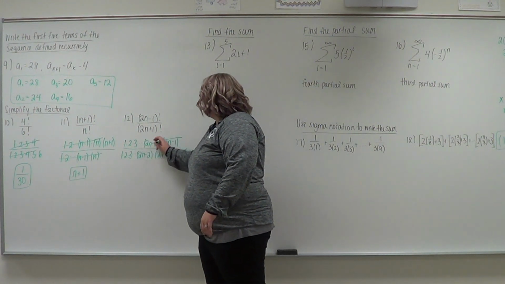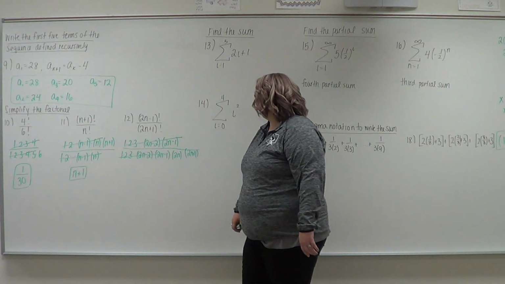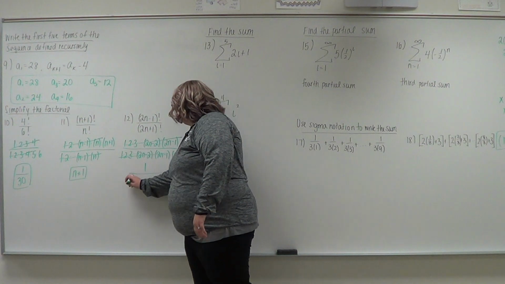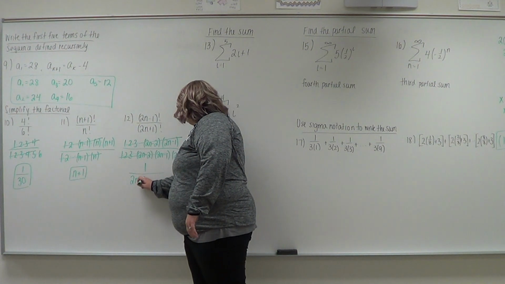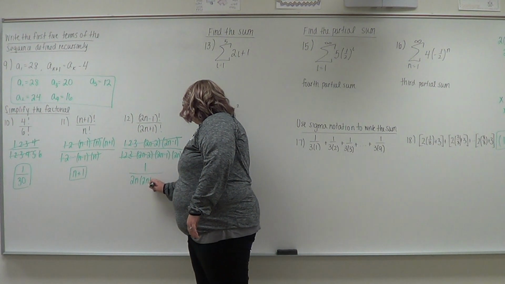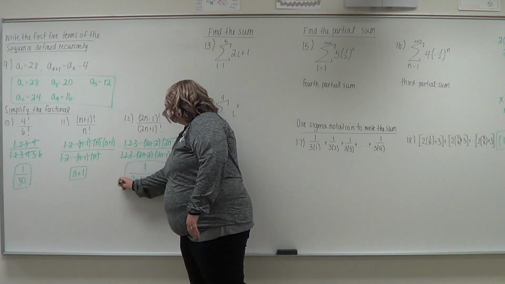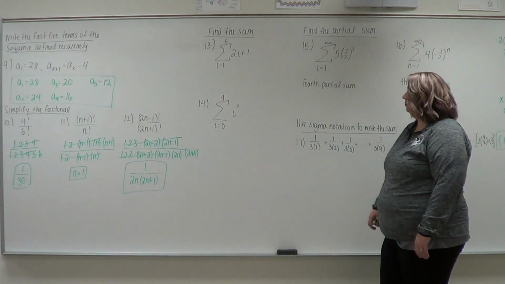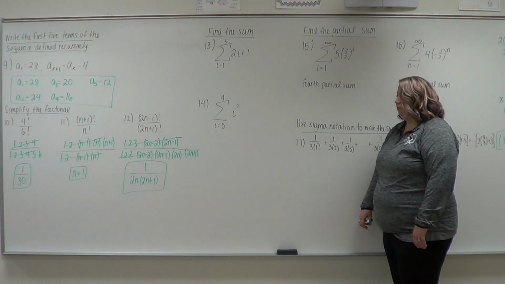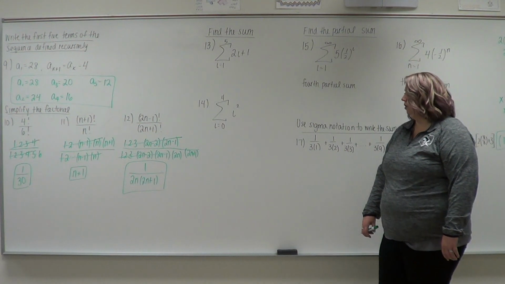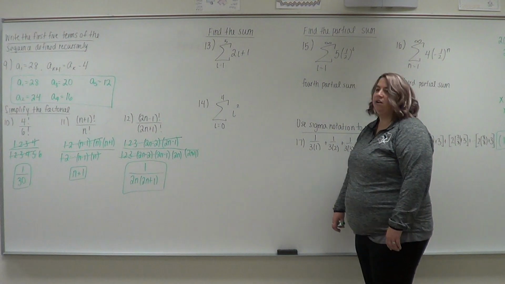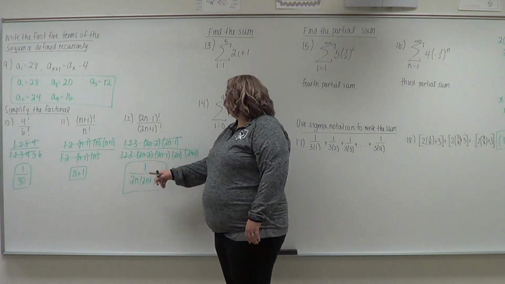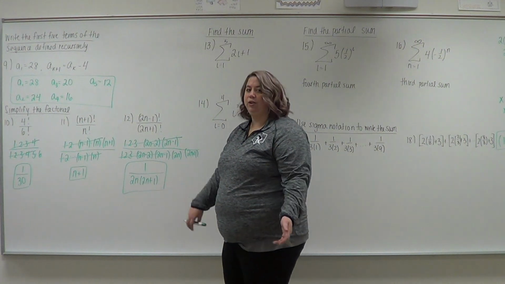So everything that cancels is up through the 2n minus 1. So I still have my 1 on top, and then on bottom I have 2n and the 2n plus 1. If it helps you, plug in a number for n just to check to see if you're right. Plug it in up here, and then plug it in your answer. If you get the same number, you know you did something right.